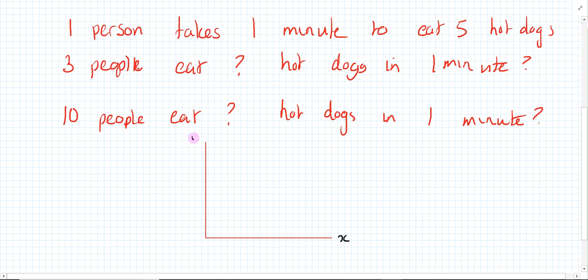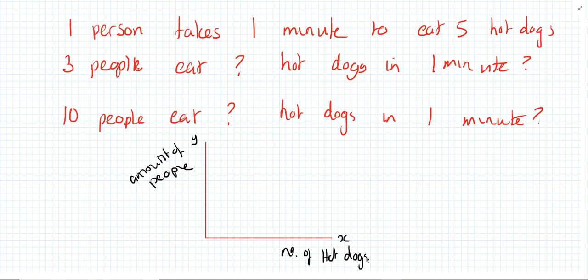The amount of people on the y and the amount of other. So the amount of people and the number of hot dogs. It would be time, not hot dog. Well, what doesn't change? The time. So I would say they're right in saying time is not one of them. I think that's the amount of people around the X.